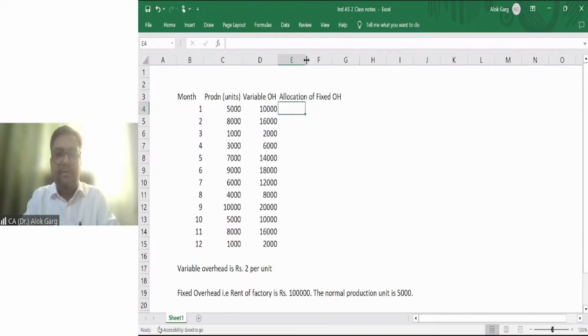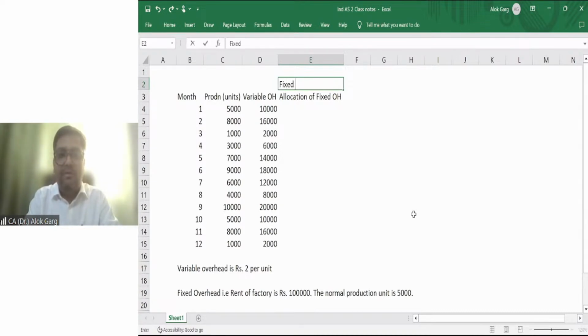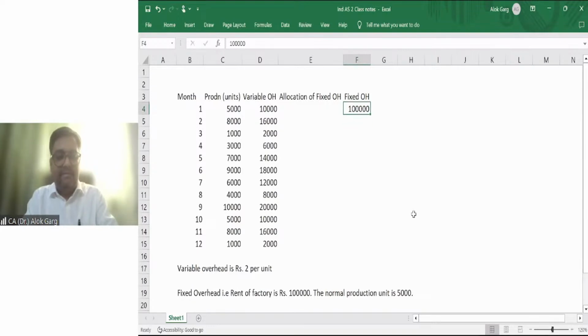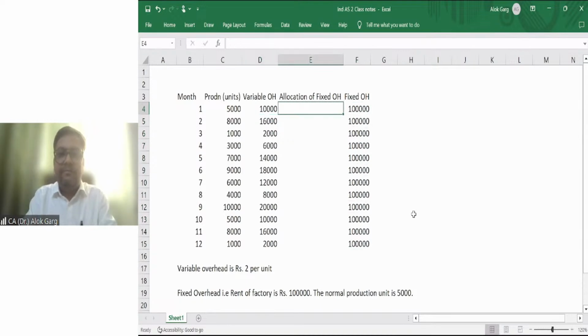Allocation of fixed overhead. So friends, what is my total fixed overhead? Let me write here: my fixed overhead per month is 1 lakh. 5,000 multiplied by 20 comes out to 1 lakh. Is there any difference? No. 1 lakh minus 1 lakh, no difference.